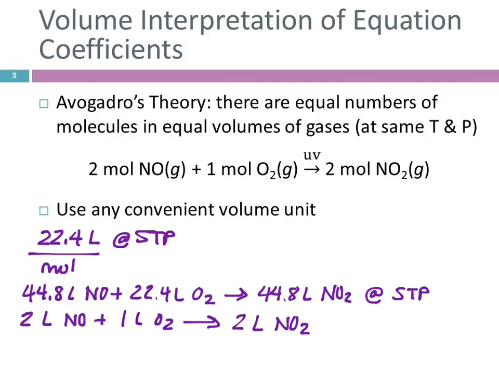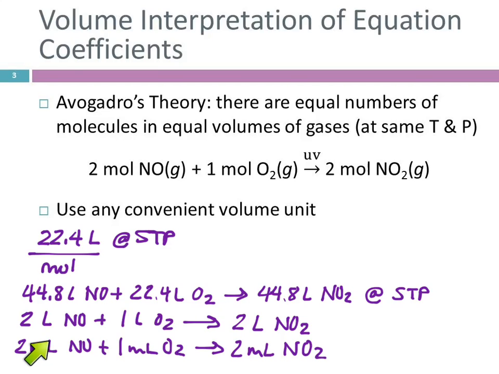You could use gallons, you could use cubic meters, you could use any unit that you want as long as the unit is the same for each of them. So we could say 2 milliliters of NO will react with 1 milliliter of O2 to form 2 milliliters of NO2. Only for gases. It's tempting to use it for other things, but you can't.